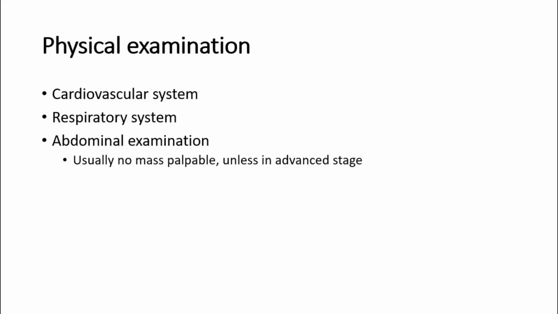So for physical examination, we can do general examination and examine the cardiovascular system and also respiratory system to exclude metastasis. Abdominal examination can be done, however, there is usually no mass palpable, but in advanced stage, we may be able to palpate the mass.